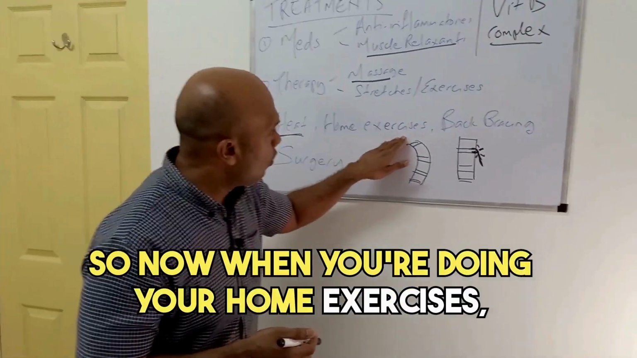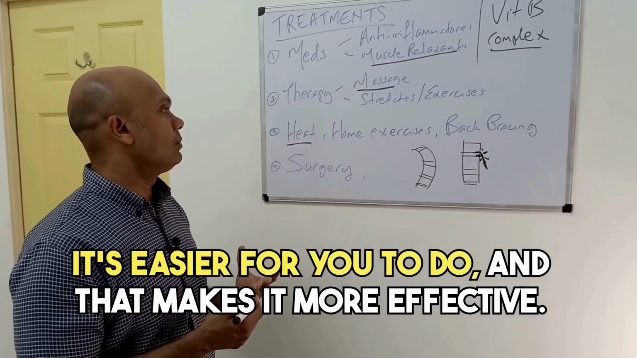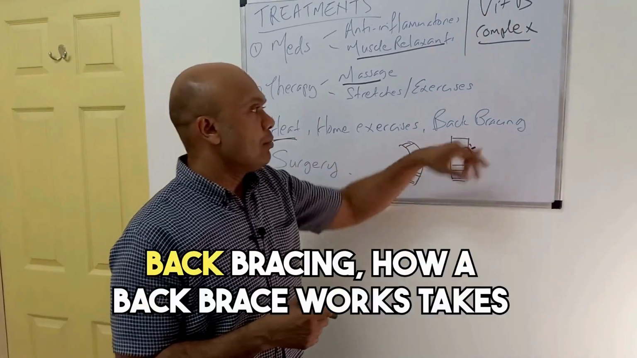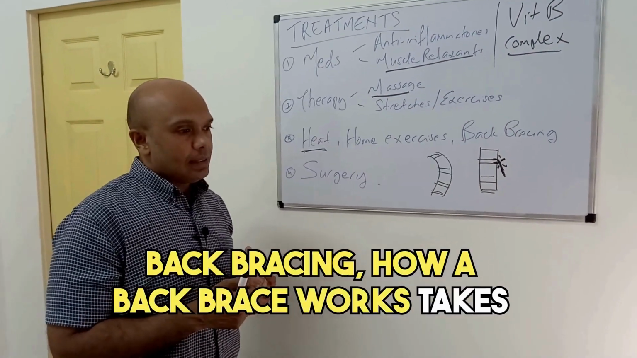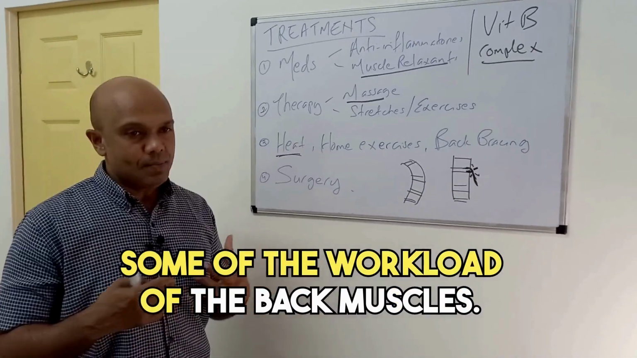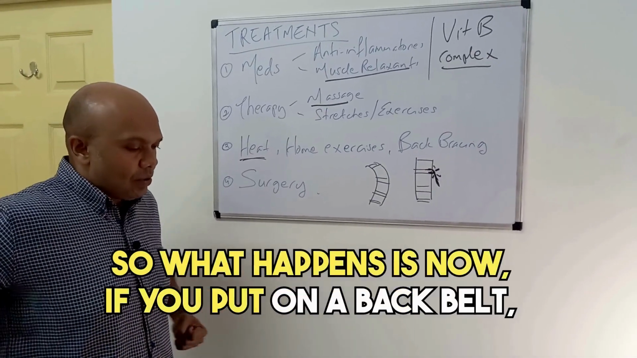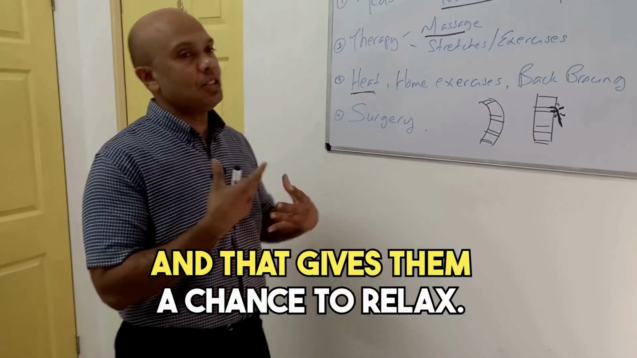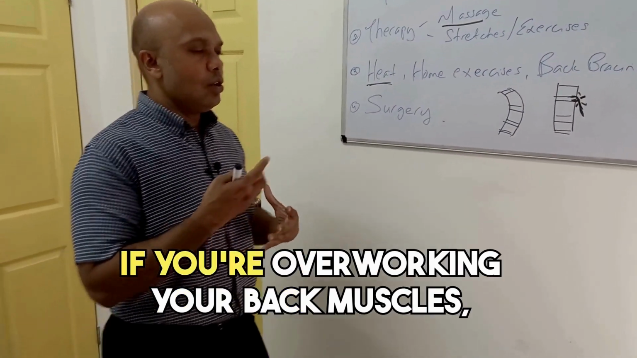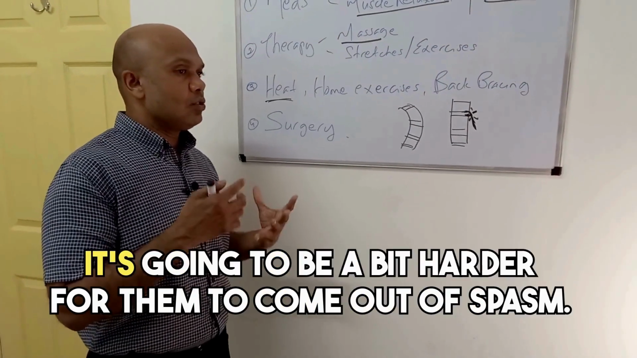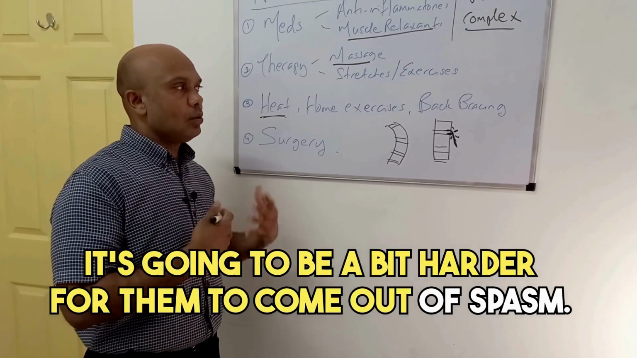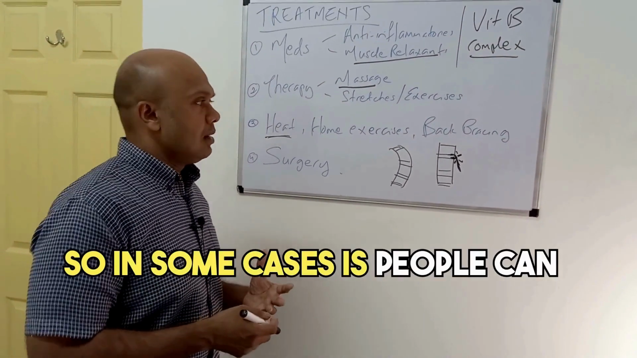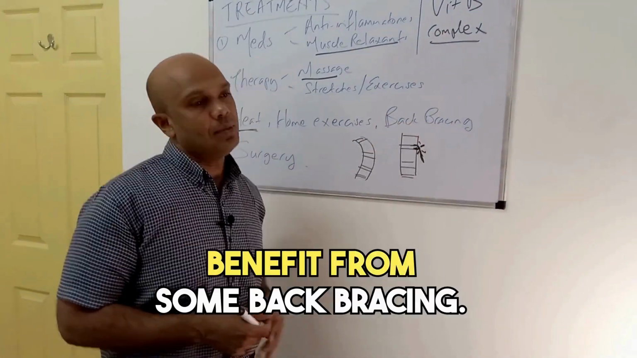So now when you're doing your home exercises, it's easier for you to do, and that makes it more effective. Back bracing. How a back brace works is it takes some of the workload off the back muscles. So if you put on a back belt, the muscles of the back don't have to work as hard, and that gives them a chance to relax. If you're overworking your back muscles, it's going to be a bit harder for them to come out of spasm. So in some cases, people can benefit from some back bracing.